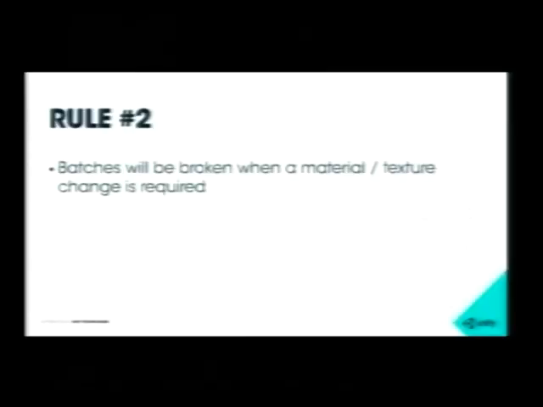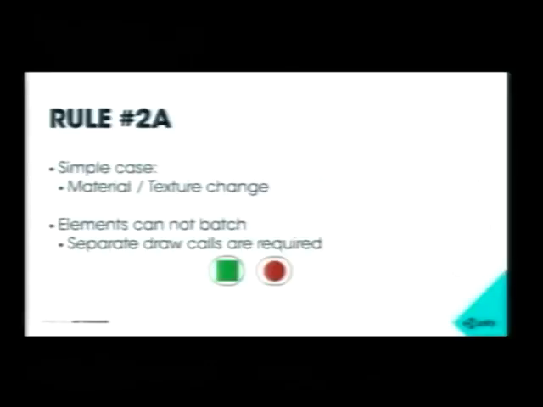The second rule that we will move on to is that batches will be broken when a material or texture change is required. Now, the simple case for this is if you have multiple elements in your scene that actually have separate materials or separate textures. Because of this, the elements cannot batch because they require separate rendering state, and because of this, separate draw calls are required.